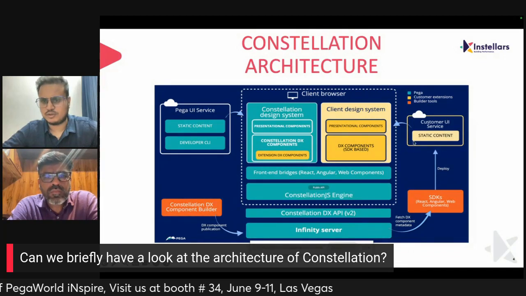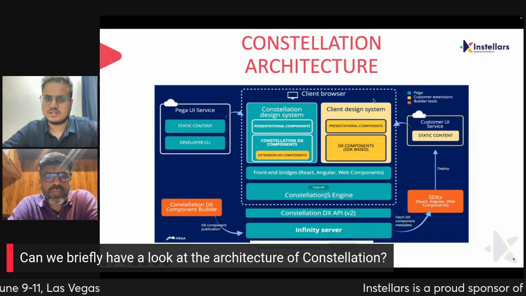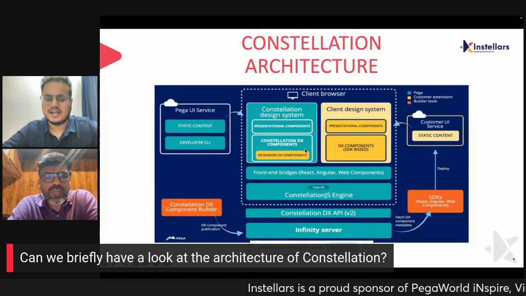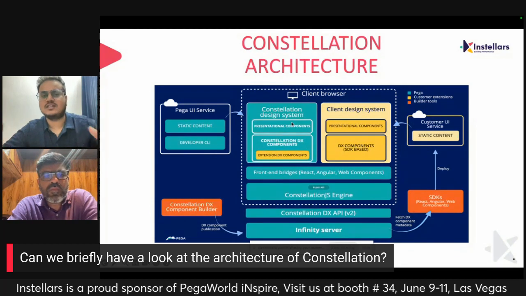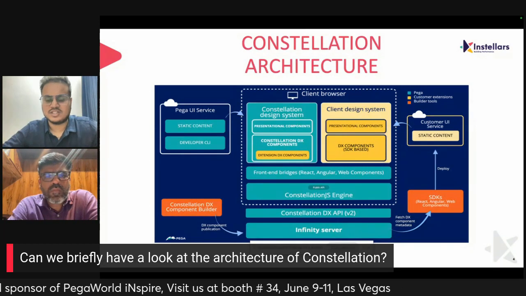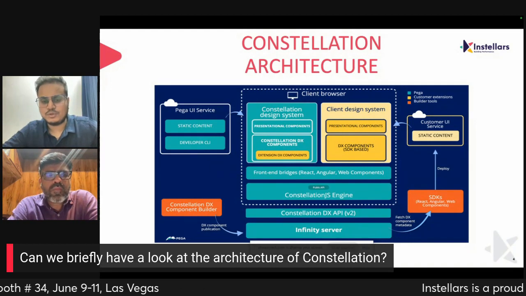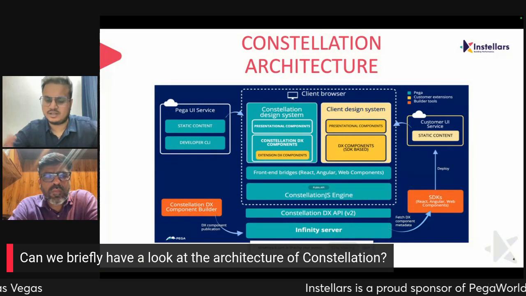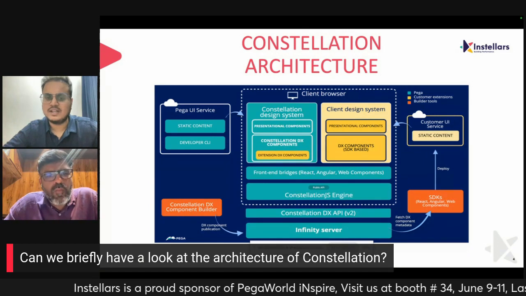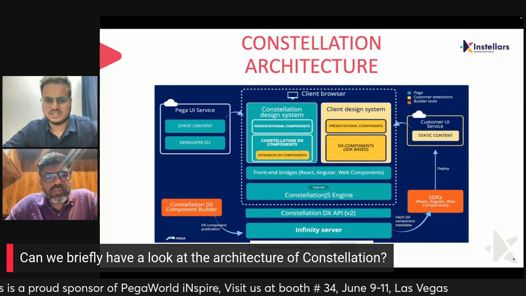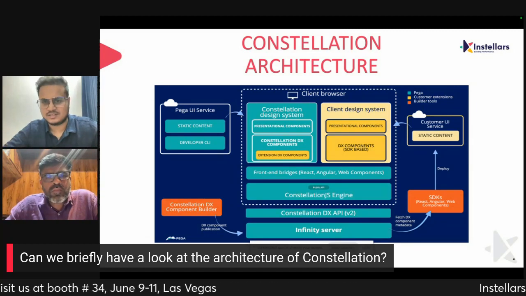Once we build this custom component, you can say custom UI as static content, this is the client design system. This particular thing can be deployed on the browser. And if you can see this dotted section, that entire thing runs on the browser and it comes with a Constellation JS engine. This JS engine helps you render all the components we built, whether we built them using the Pega component builder or the SDK component builder. Both are rendered using the Constellation JS engine.